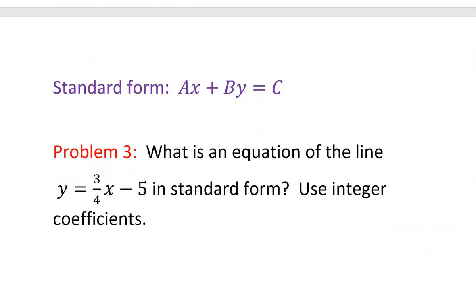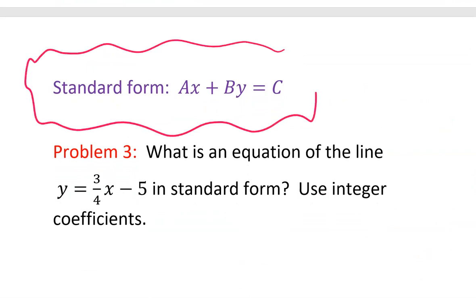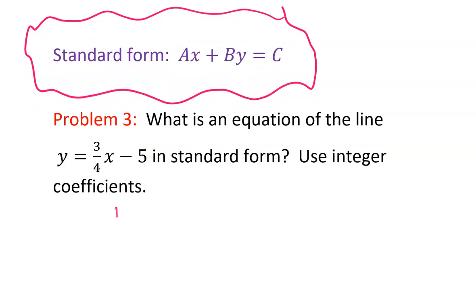Standard form, ax plus by equals c. Now, one thing about standard form, when you are looking, a, b, and c are real numbers. A and b cannot both be 0. So what is an equation of the line y equals 3/4 x minus 5 in standard form? Use integer coefficients. So on this one, we cannot have fractional numbers. So you'd have to get rid of all of those fractions. So let's start it out.